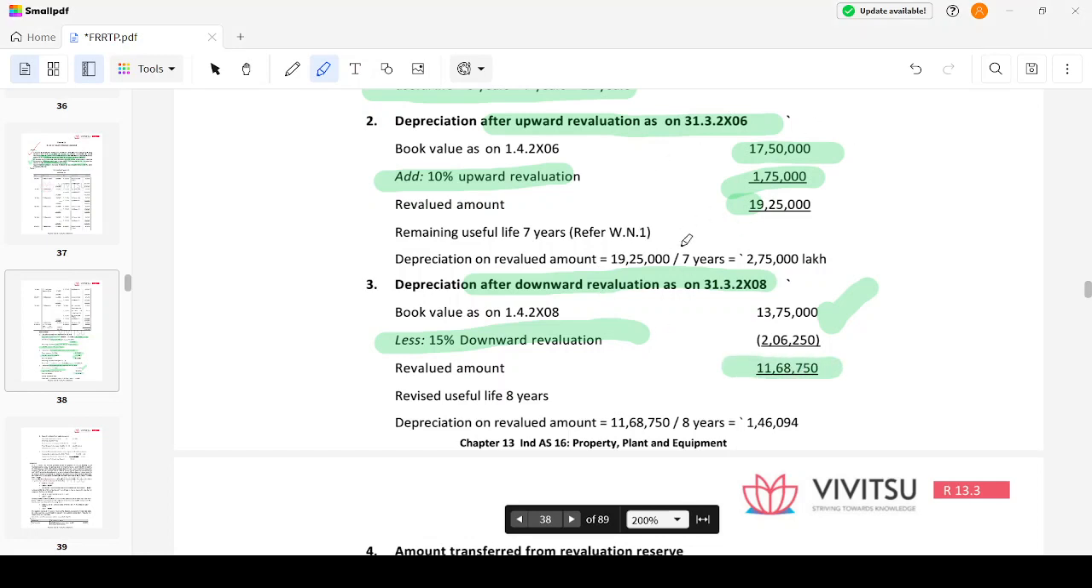7 years already was there. Now 2 years are over, so you make it 5. Now the revised useful life mentioned in the question is 8 years. So I have to divide it by 8. 11,68,750 divided by 8 is 1,46,094. You can round off the decimal or you can carry 2 or 4 decimal points.